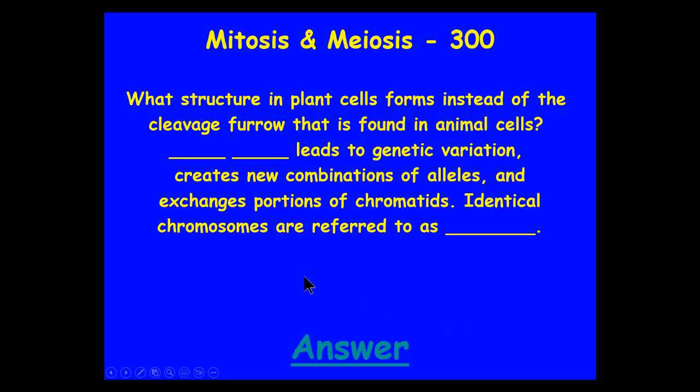What structure in plant cells forms instead of the cleavage furrow that is found in animal cells? So this would be during cytokinesis. Blank blank leads to genetic variation, creates new combinations of alleles, and exchanges portions of chromatids. I'll give you a hint: it happens in prophase 1. Identical chromosomes are referred to as blank.